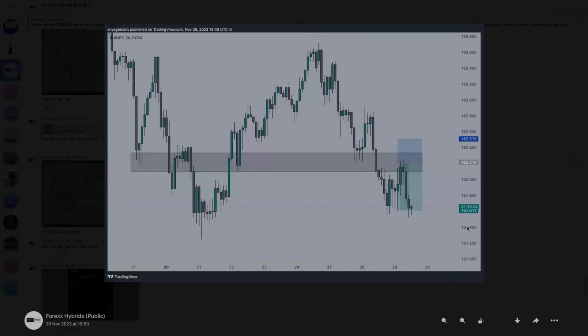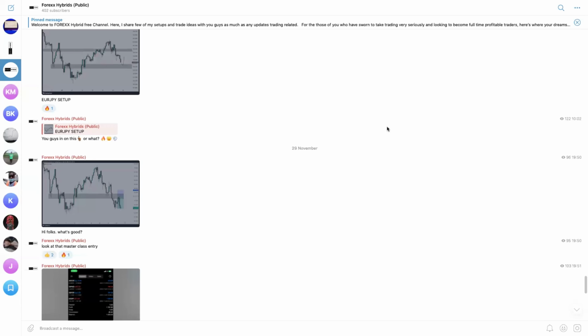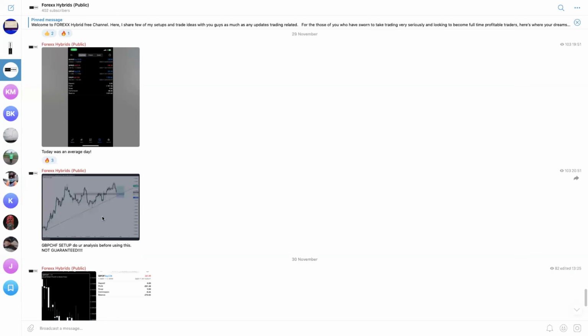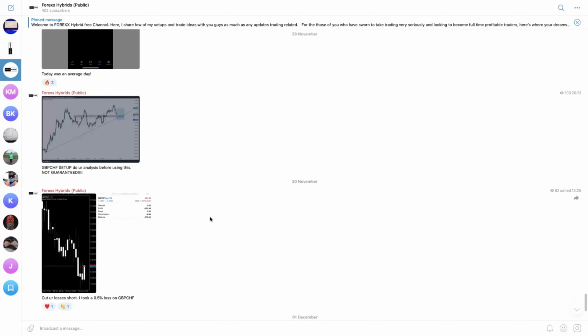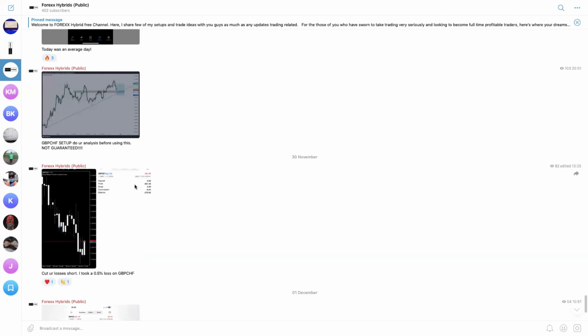Then this is another one, another sell, Euro JPY. Normally I post it. This is it, Euro JPY. You can see here, $1,000. It's cool, it's amazing. This is another one. Okay, I think this one was a loss. Okay, this is it, a loss, and this loss was supposed to be 1%, but I cut my losses short.